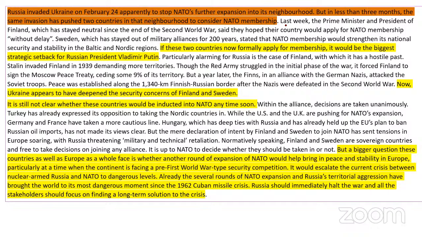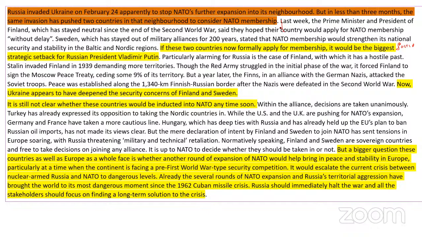Then he says that last week the prime minister and the president of Finland, which has stayed neutral since the end of Second World War, said they hoped their country would apply for NATO membership without delay. Sweden, which has stayed out of military alliance for 200 years, stated that NATO membership would strengthen its national security and stability. Whatever they are talking, these are only factual statements. I want a statement which gives me the author's opinion on the topic. These are factual statements. What is the opinion or judgment statement?